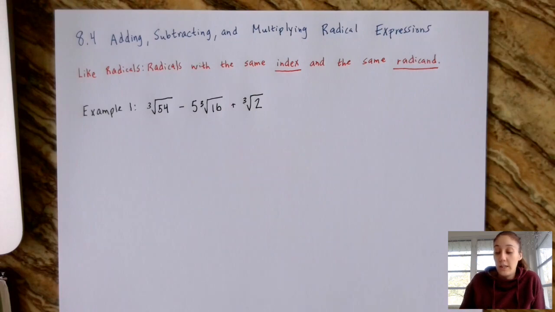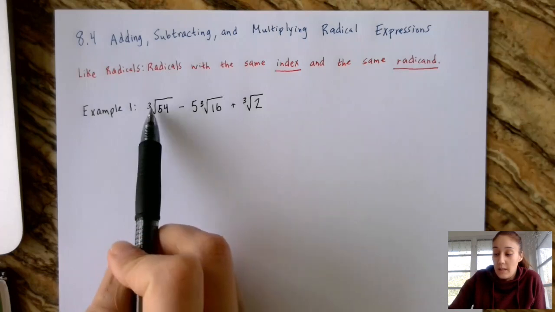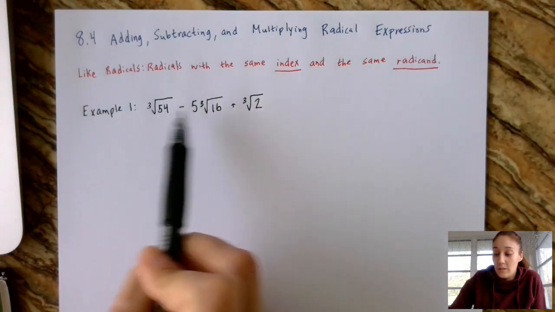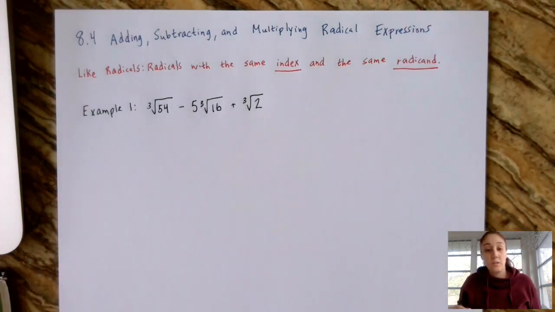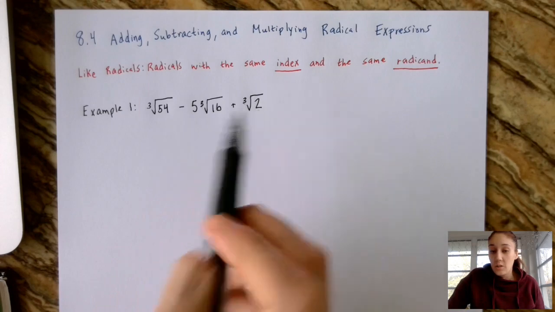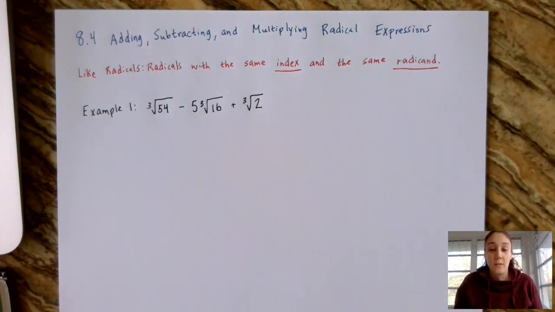Alright, so we're going to go ahead and basically simplify this. This is asking us to subtract and then add. So what we need to do is make sure that we have like radicals. Well, in this case we have the same index, but we definitely don't have the same radicand. So we can't just stop here and say that it's not possible. What we need to do is simplify each of these radicals and then find out if we can actually combine them or not.